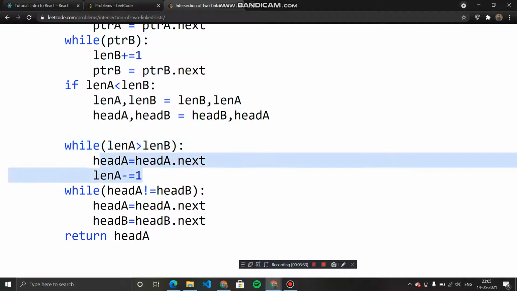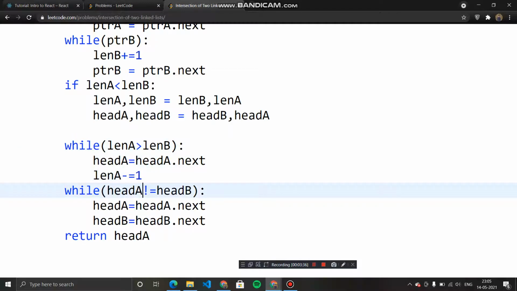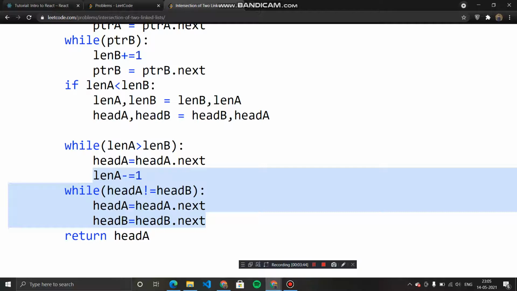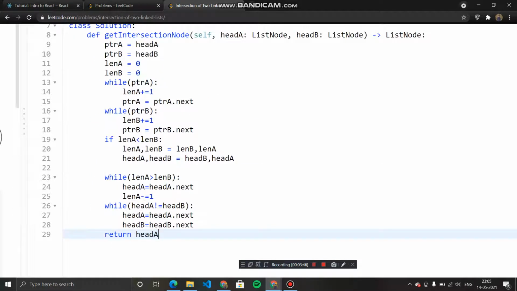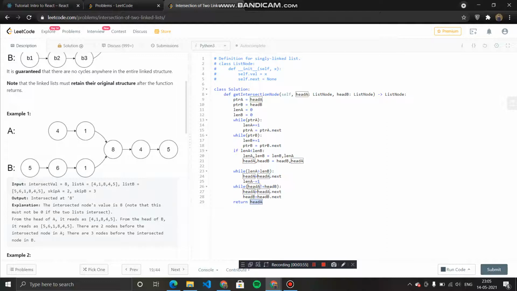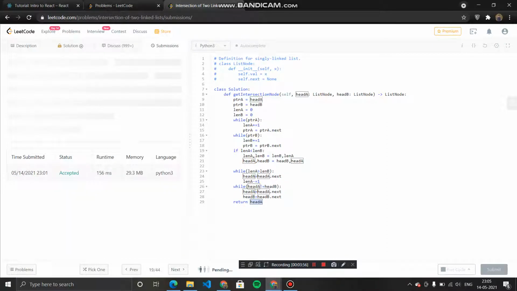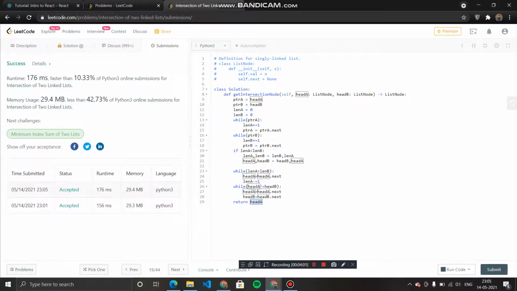In this we are bringing A and B to the same level, and then we are traversing them simultaneously. If head of A is not equal to head of B, then we move both to next, and then we return head A. Here it is assured that they will intersect at some point. So let me submit this code. Accepted.